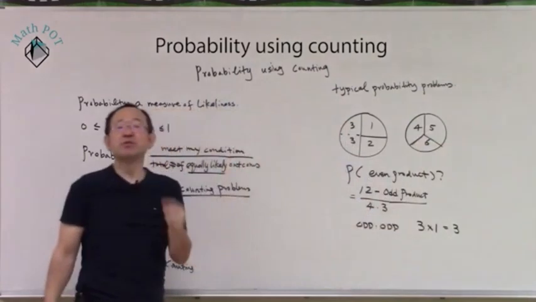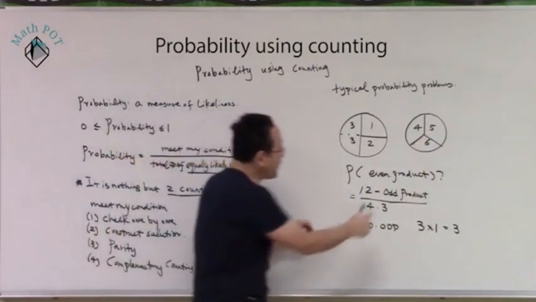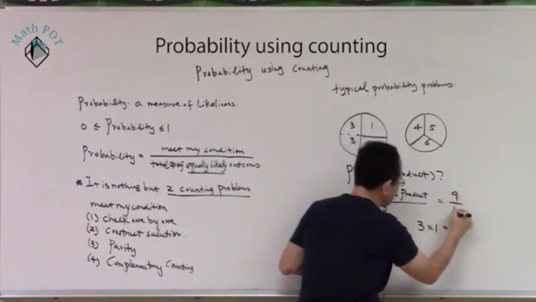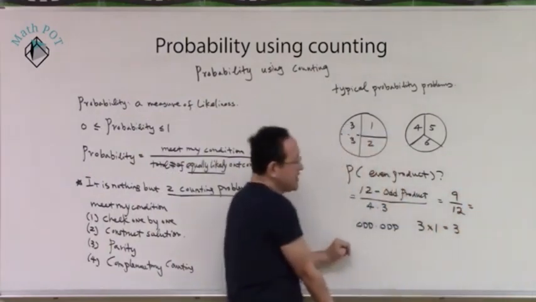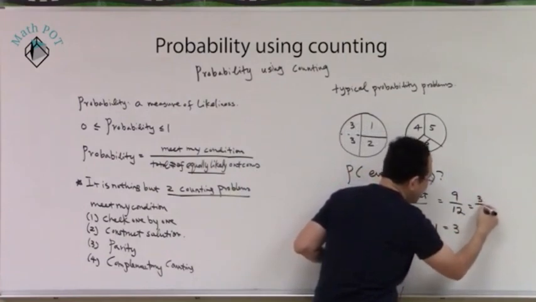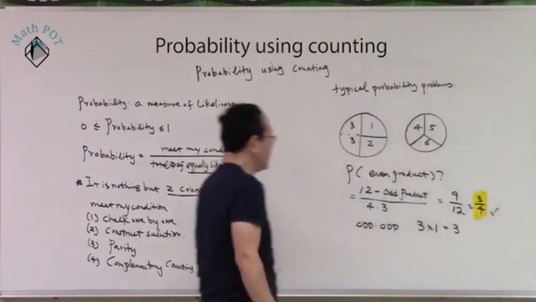We have 3 ways, which gives us the favorable count. That means this one is 3. That gives us, of course, 9 over 12. So of course, when you try to simplify, the answer is 3 over 4. That is the answer for this one.